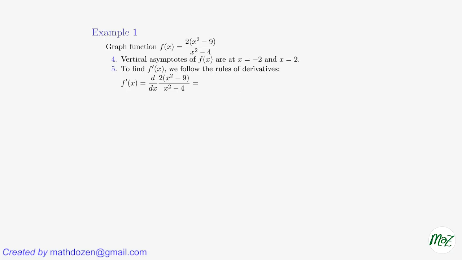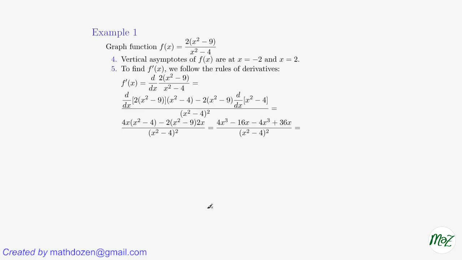For the next item, we work on finding the derivative, so f prime will be the derivative of this whole expression, and we use the quotient rule. This is the derivative of the numerator times the denominator minus the numerator times the derivative of the denominator, all of that over the denominator squared.